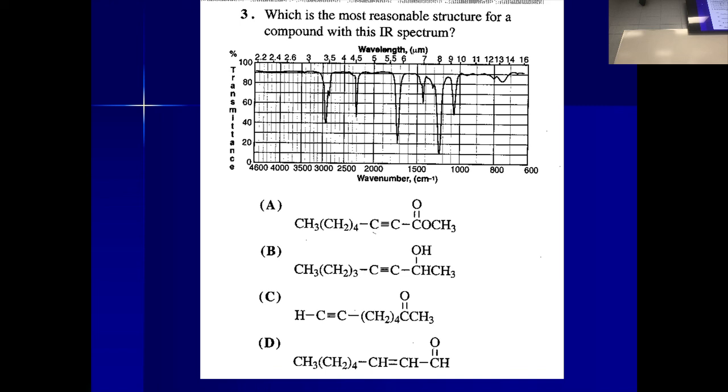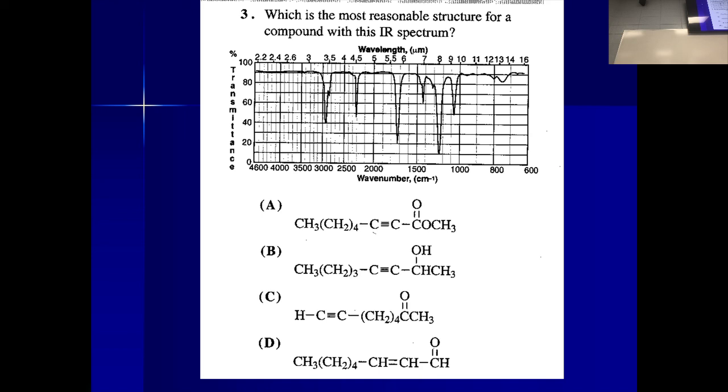Where do we start? 1,500. And ignore everything to the right. Where do we draw the next line? 2,000. Do we have anything between 1,500 and 2,000? Yes. So we've got to have something that's sp2 hybridized, right? Can we eliminate anything based on that fact alone? Yes. What can we eliminate? B. We can also eliminate B because I don't see an OH stretch, right? So we're going to cross out B.